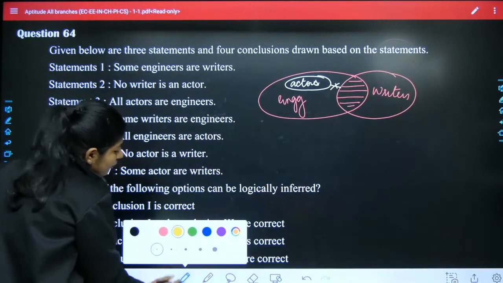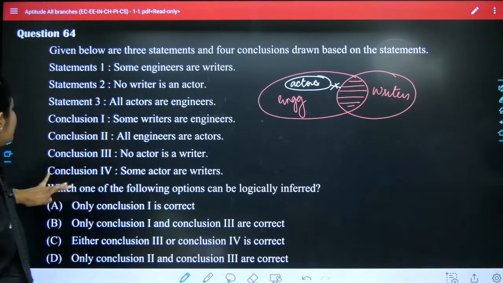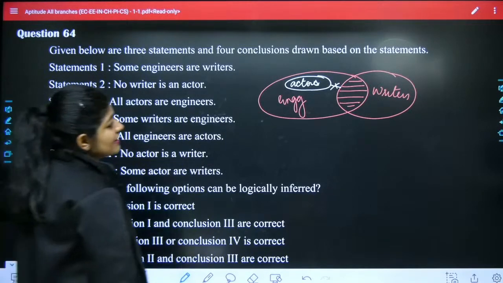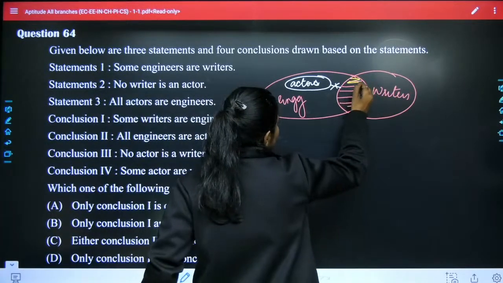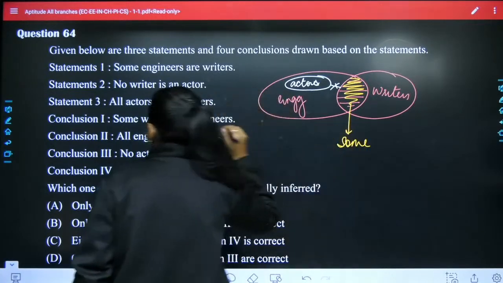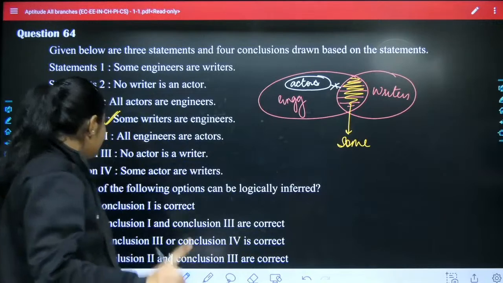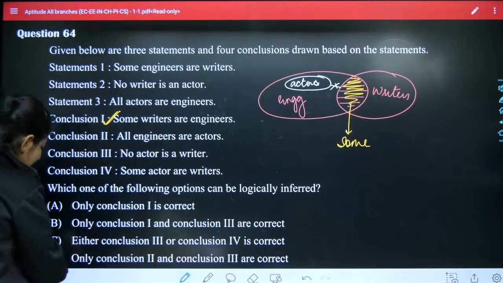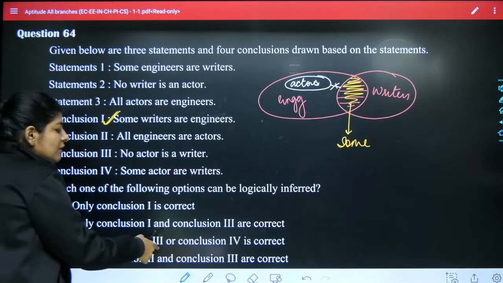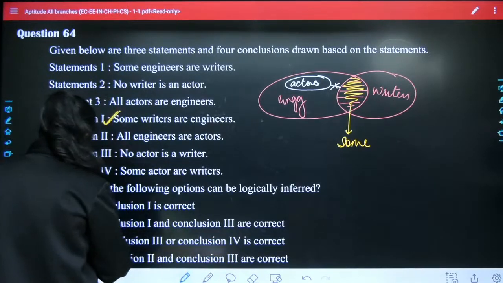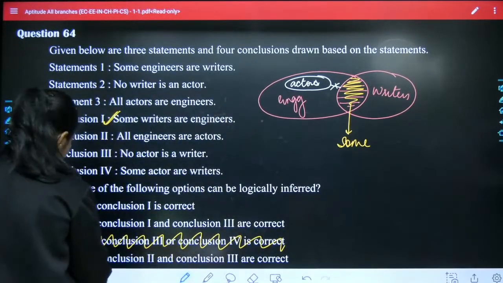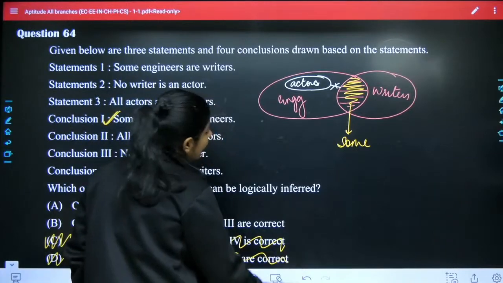Now we need to check the conclusions which we have. The first conclusion is some writers are engineers. Yes, some writers are engineers. Here we have the mutual part and it indicates some. So this first conclusion is correct. If the first conclusion is correct, option C is eliminated because it says either conclusion 3 or conclusion 4 is correct. So option C is directly eliminated and option D is also eliminated.